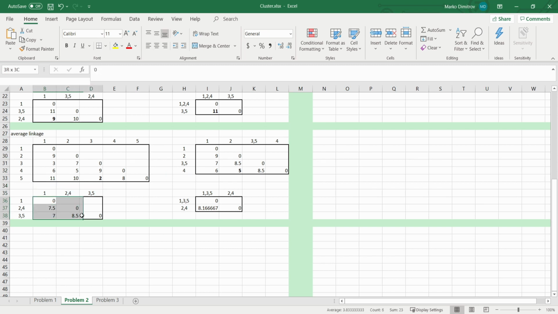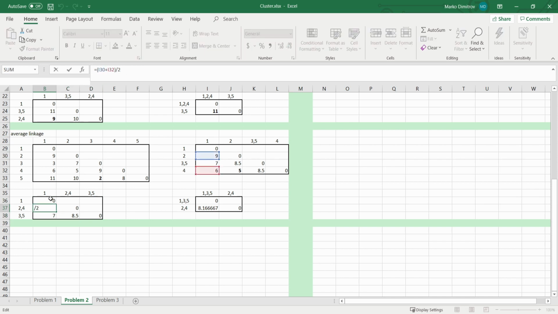We need to compute the average distances. For the distance between cluster 1 and our new cluster 2, 4, we take the distance between 1 and 2 and 1 and 4, sum them and divide by 2, so you average them. Here you could also use this matrix, but then you would need to be careful. Here it's easier. In this case, it's actually the same. But if you want to use the distance between 3, 5 and 2, 4, you could use this as well, but you would need more time to do that. So 9 plus 6 divided by 2 is our distance between 1 and 4.